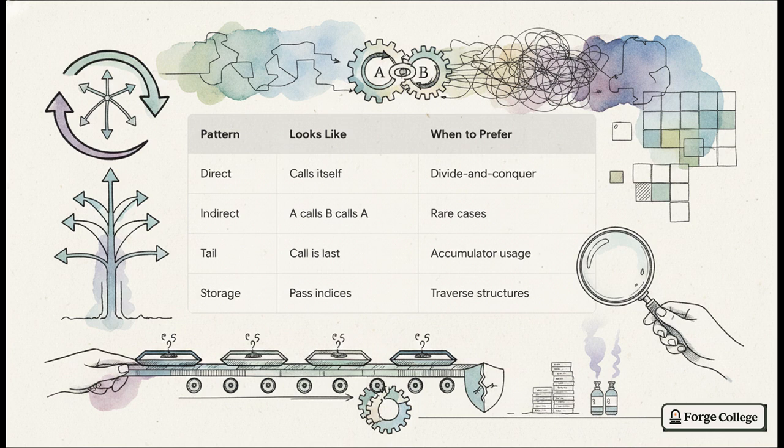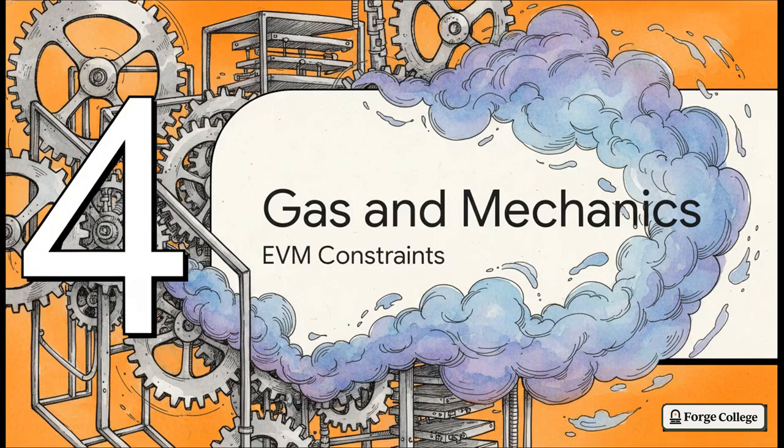But here is the massive catch for us Solidity developers. The EVM doesn't reliably provide tail call optimization. No way around it. So even if your code looks beautifully clean, it's still eating up physical stack space and gas unless it's optimally compiled. Which leads us nicely into Section 4, gas, frames, and mechanics.